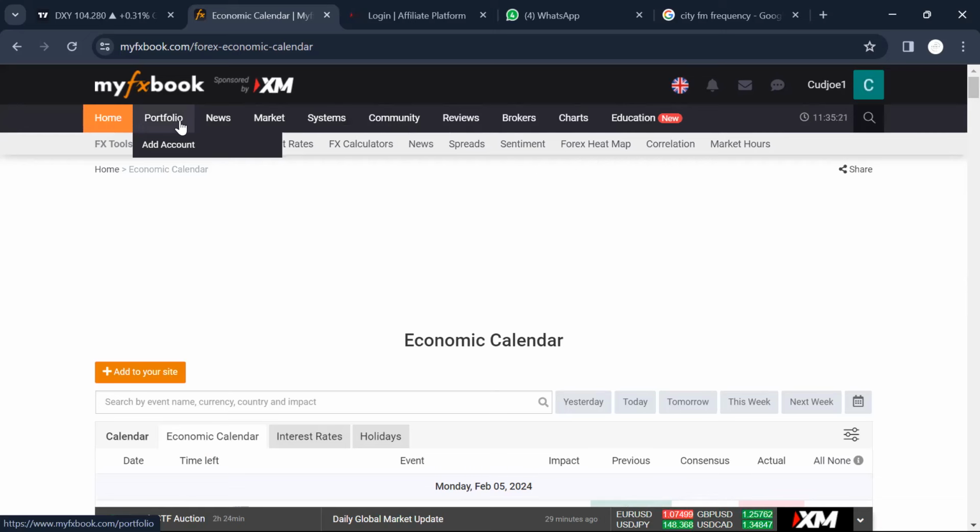You should do the journaling. You have a trading plan, the trading strategy. They go hand in hand. So this tab is actually what helps you do that. It will help you monitor how well you are doing in your trades at a glance, right? Then we have news, market, system, community, reviews, brokers, charts, education. We also teach some things there. Now let's come to the sub menu.